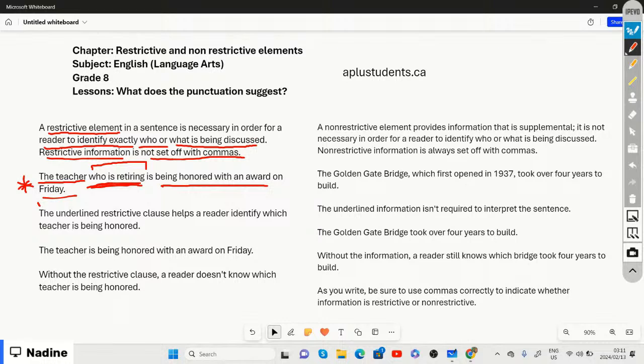Like I say, instead of just saying the teacher is being honored with an award on Friday, we don't know which teacher we're talking about. But by saying that the teacher who is retiring is being honored with an award on Friday, at least we have an idea exactly who is being discussed within that sentence. They're going to be awarding the teacher who is retiring.